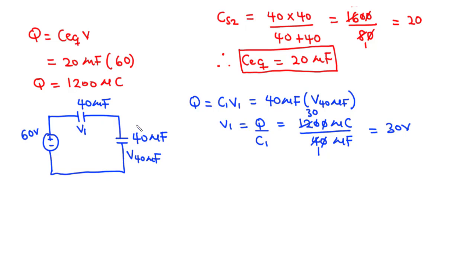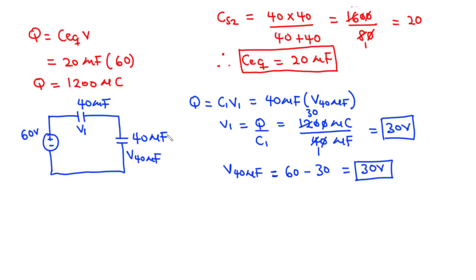Now we are going to split this. Even before we split this, from KVL we know that the voltage across this particular capacitor is going to be basically the source voltage, which is 60, minus the voltage across this one. So in effect we have the voltage across this combination capacitor to be 30 volts. So V1 is 30, and then voltage across 40 microfarads, this one is also 30 volts.